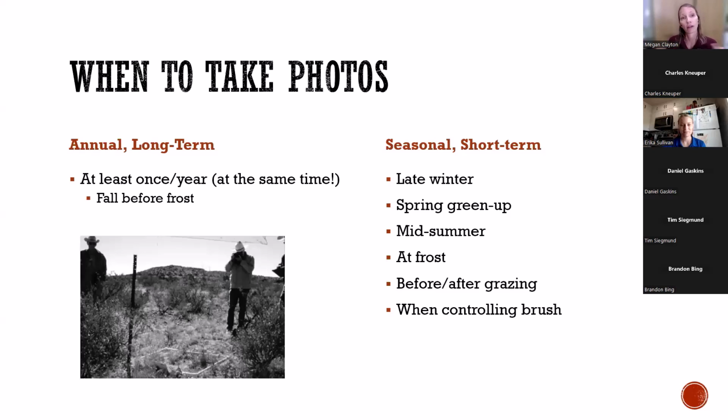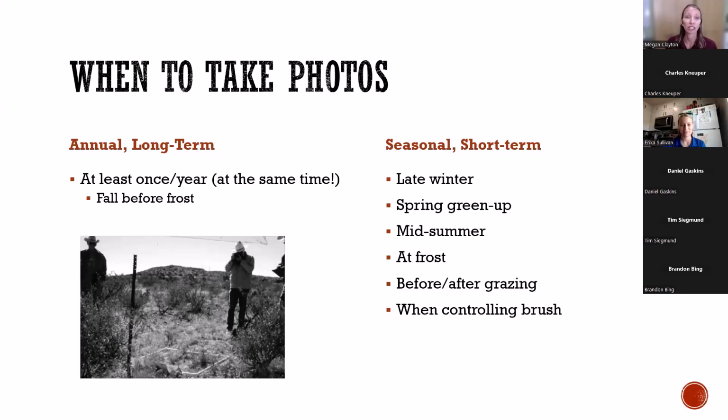And so whenever you take your photo, the important thing is to make sure that you're taking them at the same time every year so that your pictures can be compared apples to apples. The other thing is, if we're taking seasonal or these short-term photos, we may want to take them at different seasons, like late winter, spring green up, midsummer time, like right now at frost.